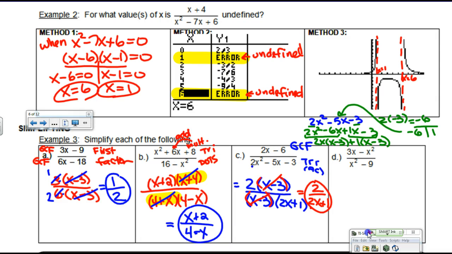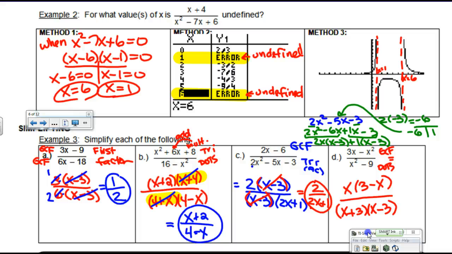All right, one last problem. Factoring out the numerator of part D, this is a GCF. There's an x in common, so you're going to factor out the x. The bottom denominator is a difference of perfect squares. X squared is x and x. 9 is 3 and 3. Plus and minus.